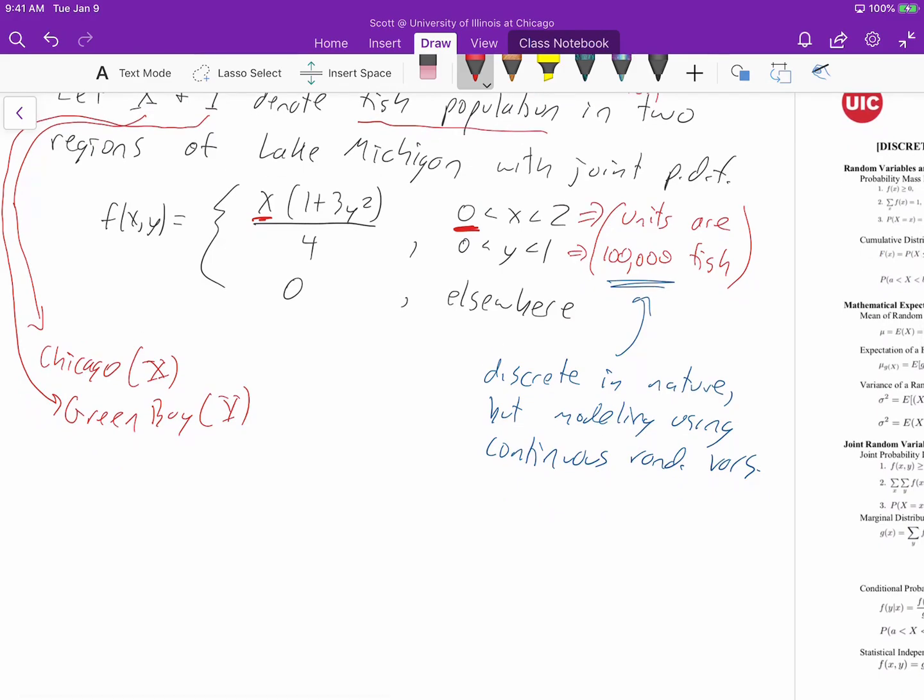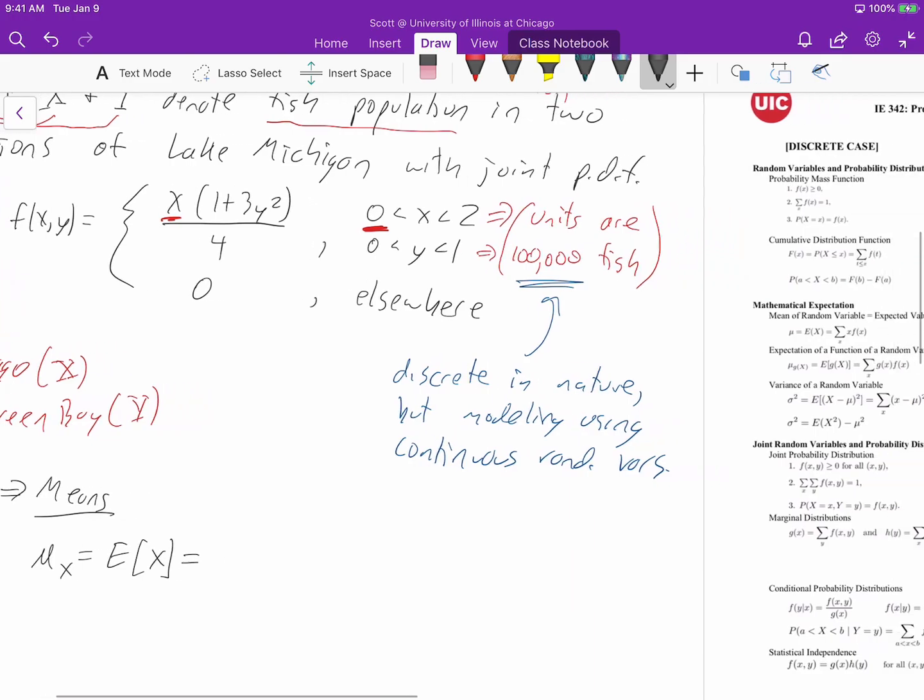So we're modeling this as a continuous distribution. Let's first start with what the typical values are, what the mean values are for numbers of fish we see in these two regions, okay? So we're going to start with the expected values of the random variables, so these are the means. So mu of x, that's the expected value of x.